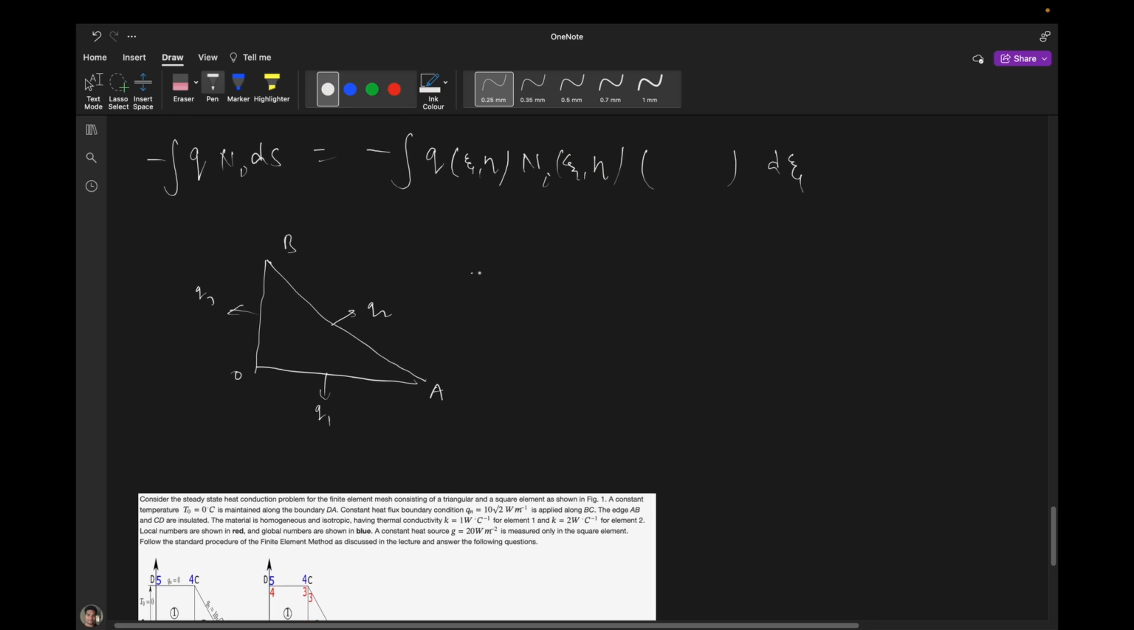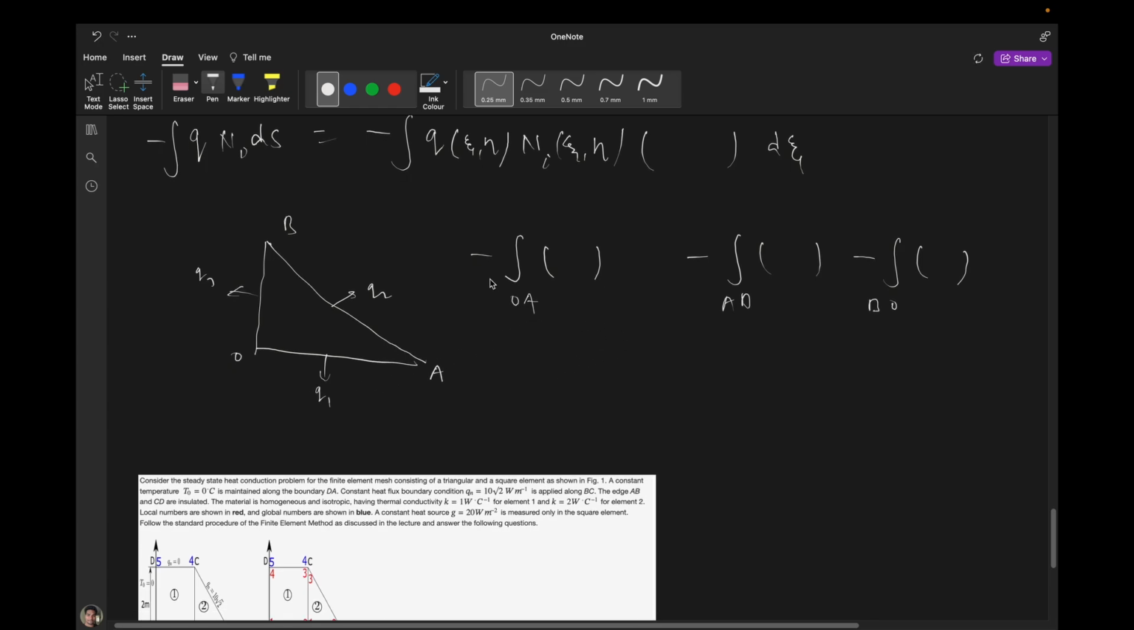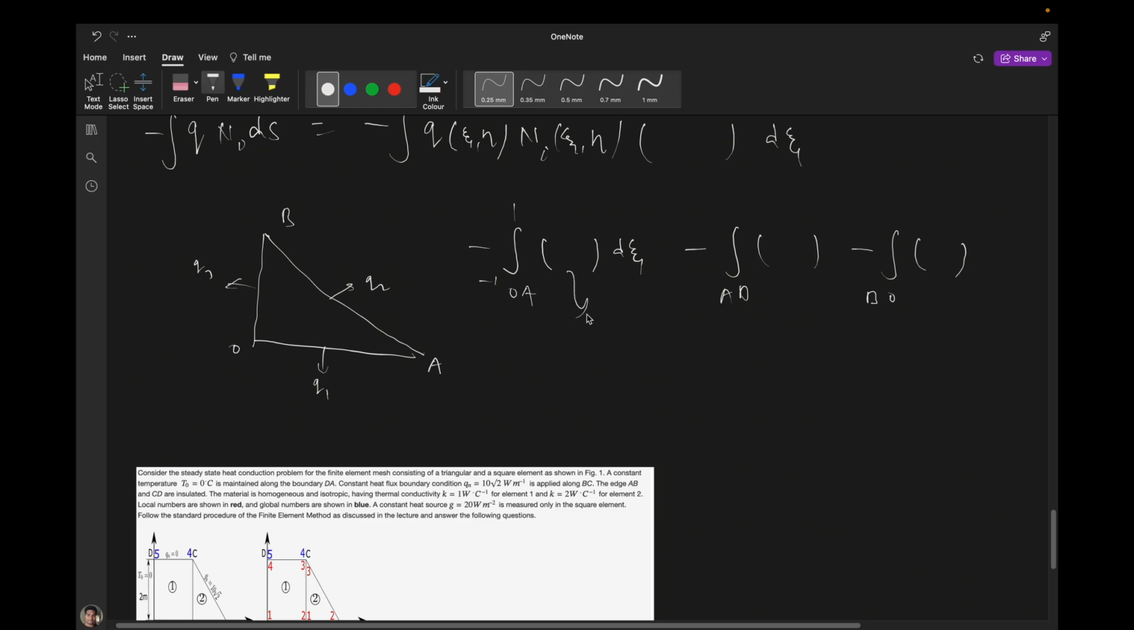Okay, so what we have to do is integrate OA to the whole integral, minus AB to the whole integral, plus minus BO whole integral. Here you can see that whatever the variation is, it will always be a function of xi. It will vary not from 0 to 1, but from minus 1 to 1.